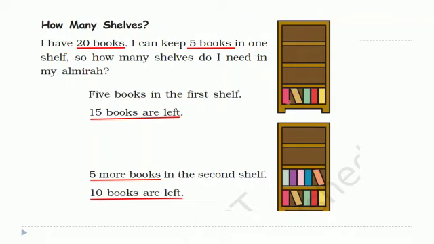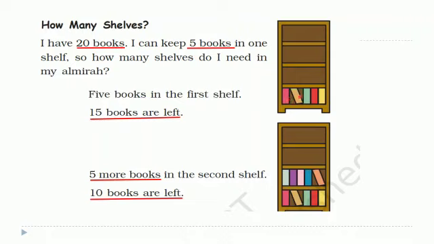See here you can count 1, 2, 3, 4, 5. So this is one shelf. This is second. This is third. And this is fourth. So there are 4 shelves in this. Plural of shelf is shelves. So they have given there are 20 books and 5 books in one shelf.